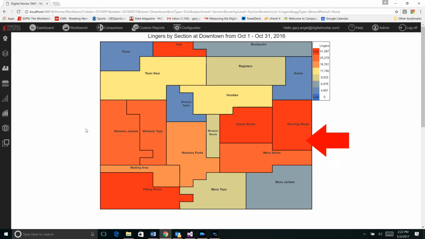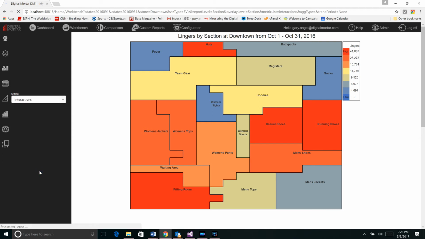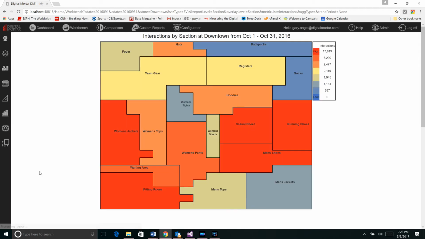We can see that shoes, fitting room, hats, followed by women's jackets and tops, are the top engagement areas. In areas like men's tops and jackets, socks, tights, and team stuff, we're seeing that customers spend less time. No surprise. Now, let's take a look at where our associates are interacting with customers. It tracks pretty well to where customers are lingering.